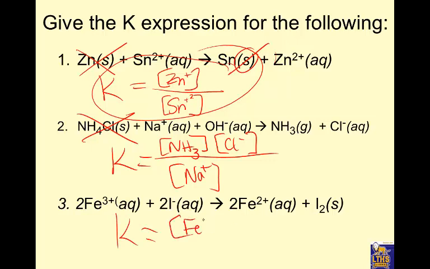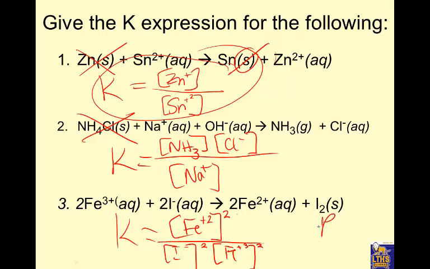Here's aqueous, plus 2 ions. Coefficient of 2, so we square that. Alright, look at iodide ions. Coefficient of 2, square it. Hey, those are reactants, good. Times, there's no adding or subtracting in these equilibrium constant expressions. We have iron ions, just squared, second power.